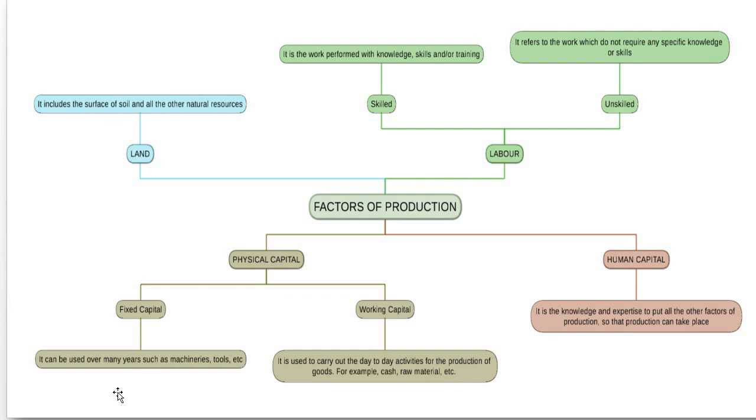Fixed capital can be used over many years, such as machinery, tools, etc. Working capital, it is used to carry out the day-to-day activities for the production of goods. For example, cash, raw material, etc. The last factor of production is human capital. It is the knowledge and expertise to put all the other factor of production so that the production can take place. Thank you.